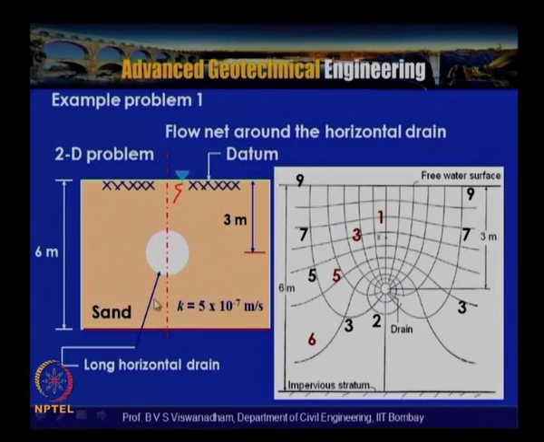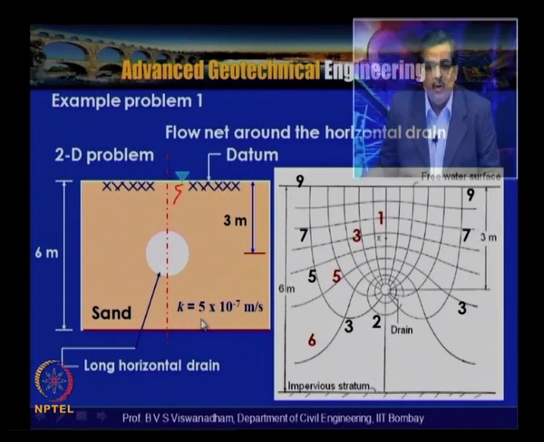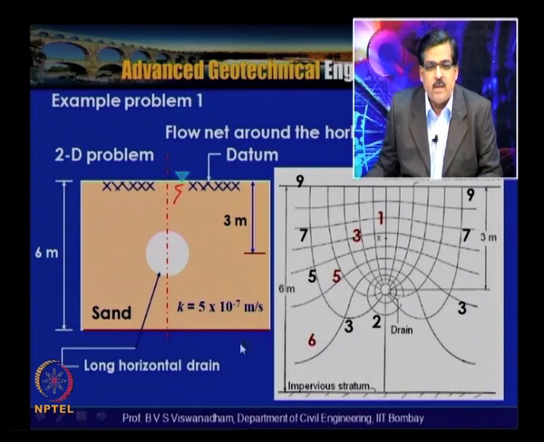The soil surrounding the drain is given as k equal to 5 into 10 to the power of minus 7 meter per second, and this is a long horizontal drain which has the capacity to drain the water from the surrounding soil. The permeable stratum is about 6 meters from the ground surface, and the datum is selected here, though the datum could also be selected elsewhere, but for convenience it is selected here. And this is the impervious stratum, which is represented here.